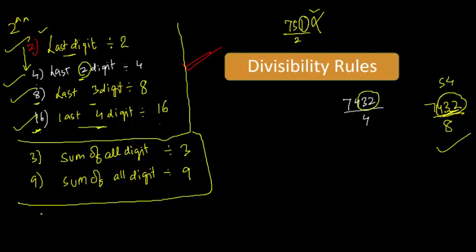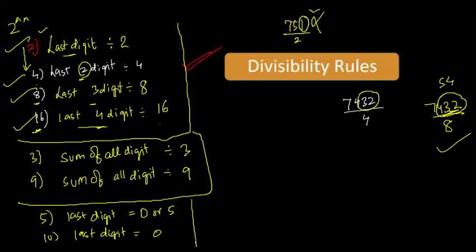And the rule of 5 is the last digit must be 0 or 5. The rule of 10 is the last digit must be 0, right? In the table of 5, 0 and 5 come, and for 10 it is only 0. So I think you all know this.